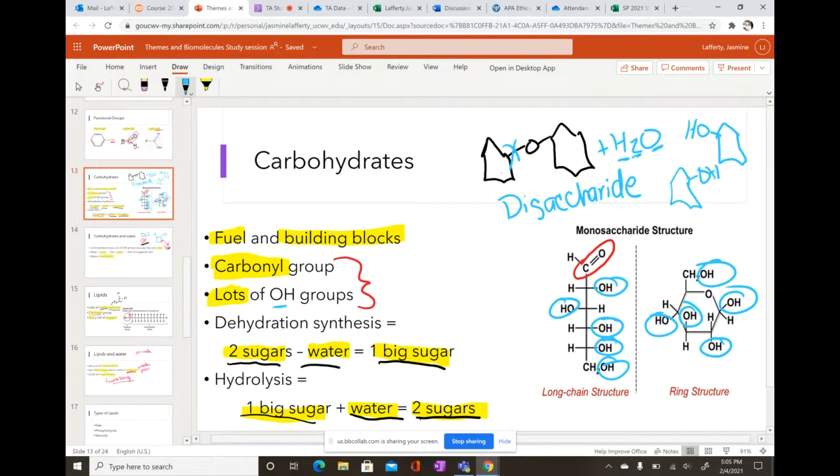So the main thing to note is, especially for carbohydrates, when you are doing dehydration synthesis or hydrolysis, you are focusing on the hydroxyl groups. That's what you're focusing on. Okay?